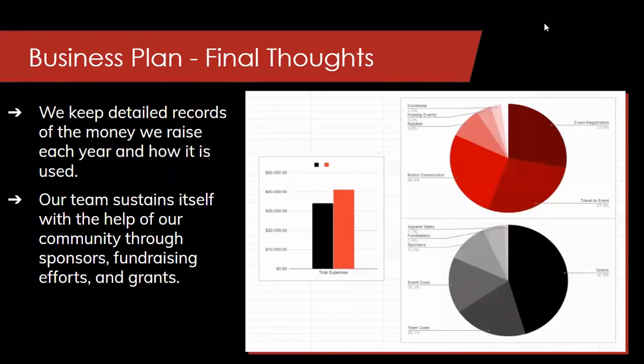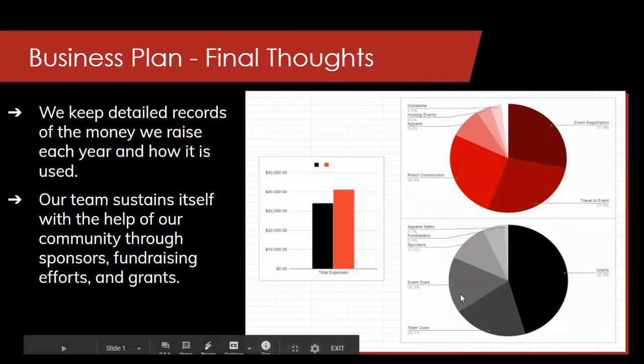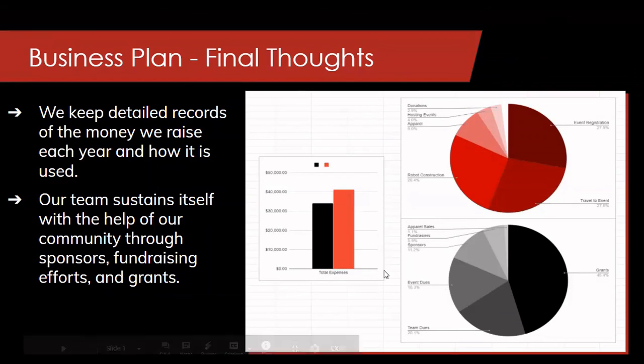Overall, our team keeps very detailed records on the way that we spend our money and the way that we are raising money. As you can see in this chart, we go over donations and different ways that we earn our income. And overall, our team has been able to successfully sustain itself over the years that we've been a team through the help of our community, by receiving help from sponsors, organizing fundraising efforts to earn funds, and then also by applying for grants.